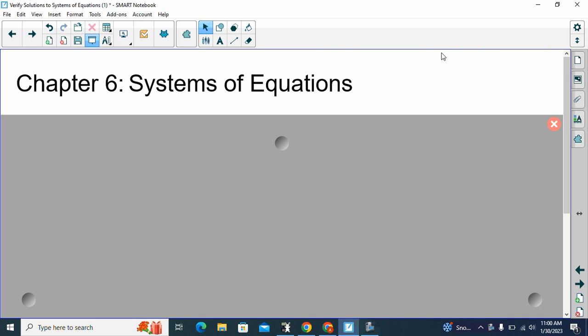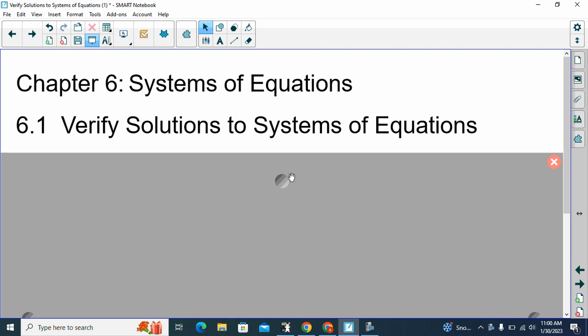We're starting chapter 6 today. Chapter 6 is all about systems of equations. Goals for today, we are going to define what a system of equations is, as well as talk about what its solution is. Eventually, not today, but eventually we'll be solving a system of equations. Today we are just going to talk about how to tell if something is a solution or not.